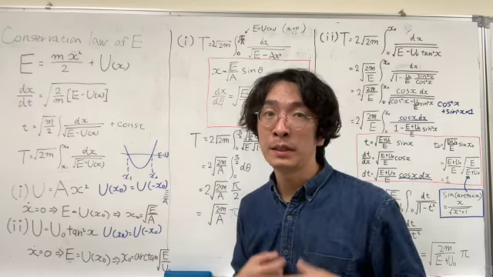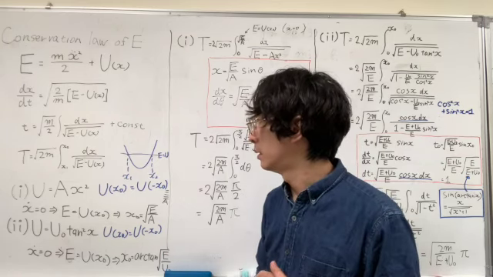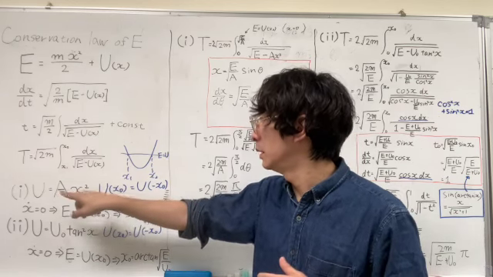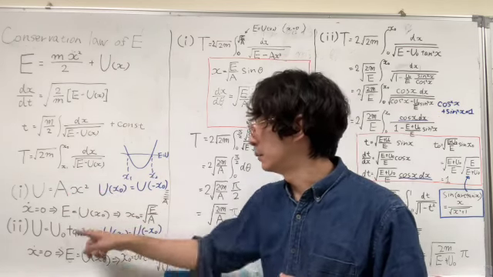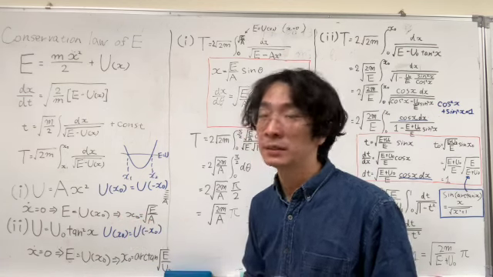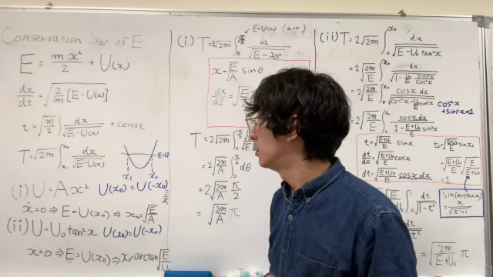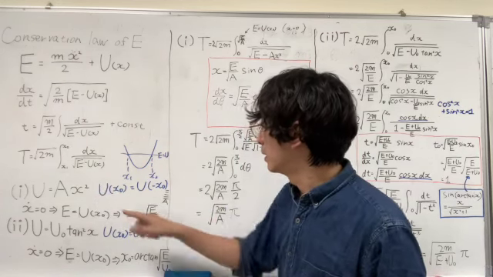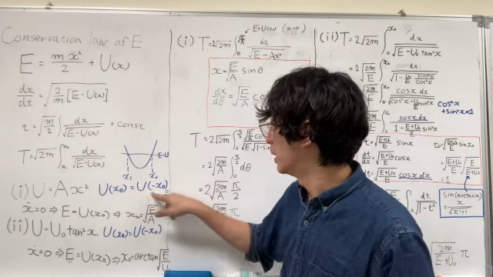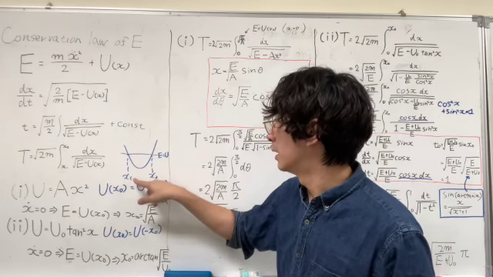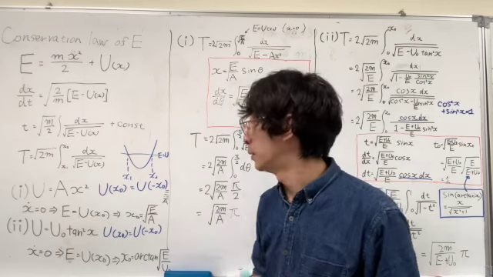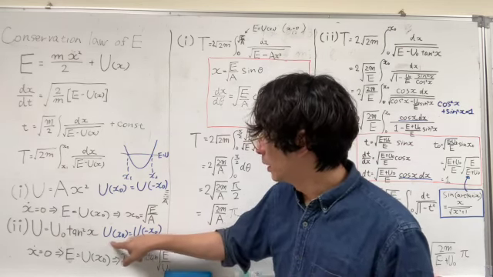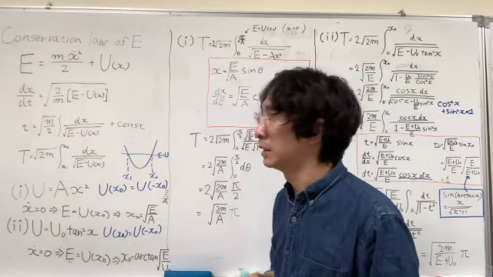Today we give two types of potential. The first potential is U equal a x squared, and the second potential is U equal U0 tangent squared x. But as you can see, this function is symmetric. It means that U(x0) equals U(-x0). Then we can use the same x0 for this function. And this function is also the same. So U(x0) equals U(-x0).